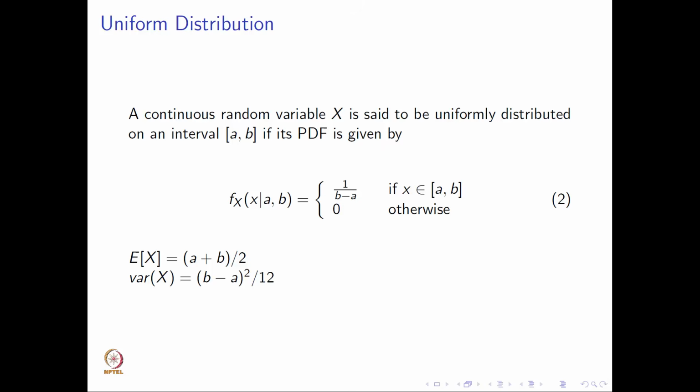In the continuous case, if the random variable x takes values in the closed interval [a, b], then its PDF is given by f_X(x; a, b) equals 1 by (b minus a) if x lies in the closed interval [a, b] and 0 otherwise. For a random variable following the uniform distribution, the expectation of the random variable x equals (a plus b) by 2 and the variance equals (b minus a) whole square by 12.